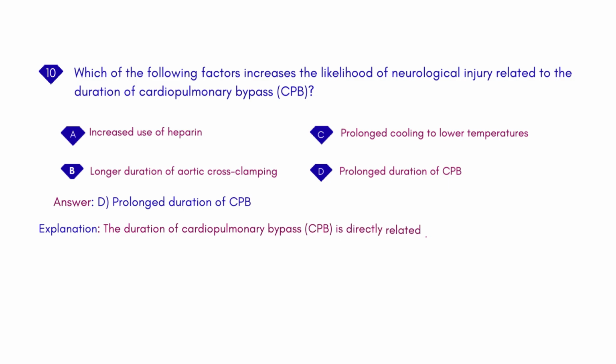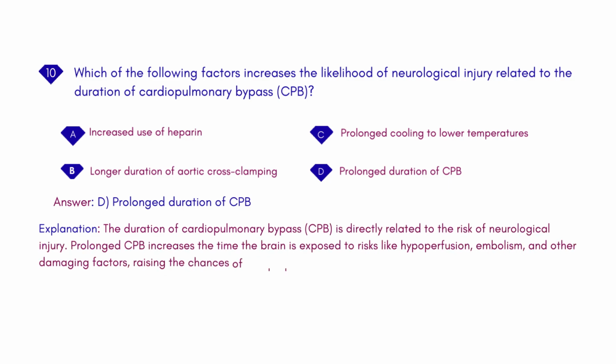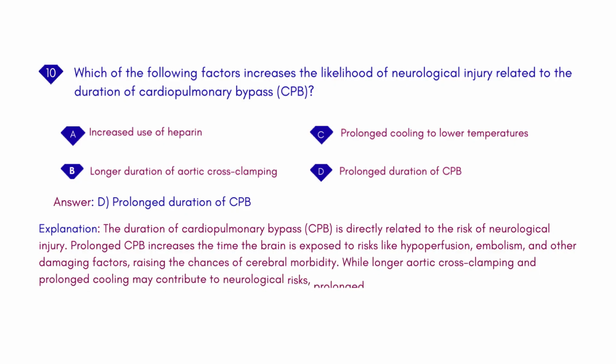Explanation: the duration of cardiopulmonary bypass, CPB, is directly related to the risk of neurological injury. Prolonged CPB increases the time the brain is exposed to risks like hypoperfusion, embolism, and other damaging factors, raising the chances of cerebral morbidity. While longer aortic cross-clamping and prolonged cooling may contribute to neurological risks, prolonged CPB itself remains a major contributor.